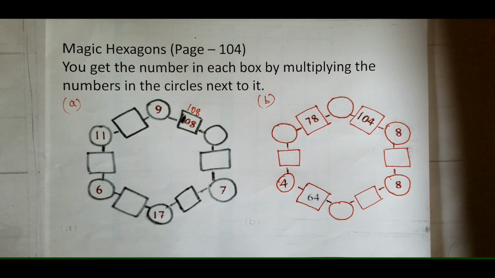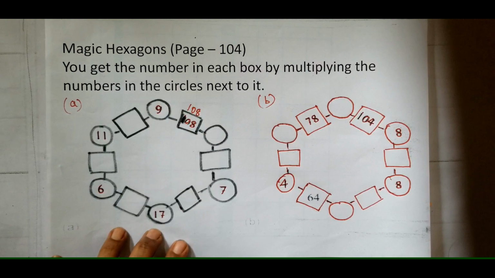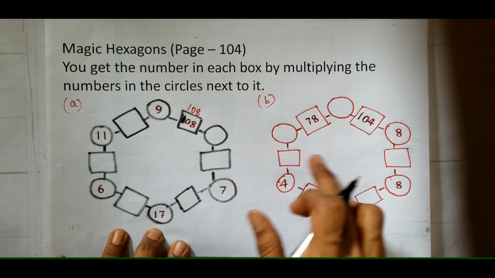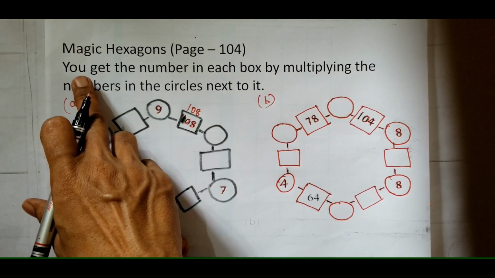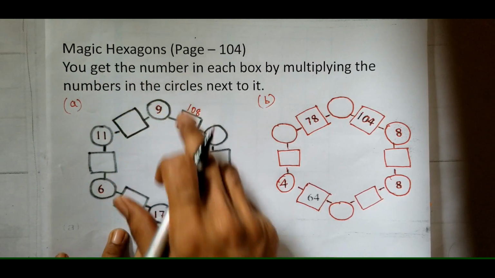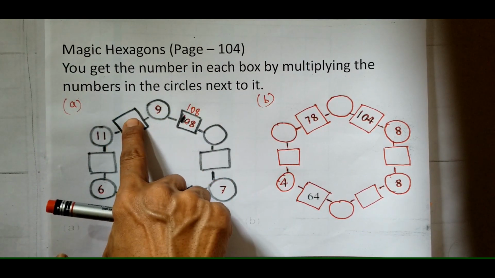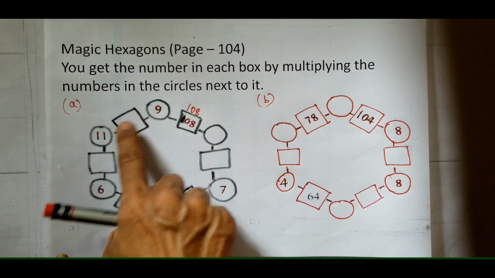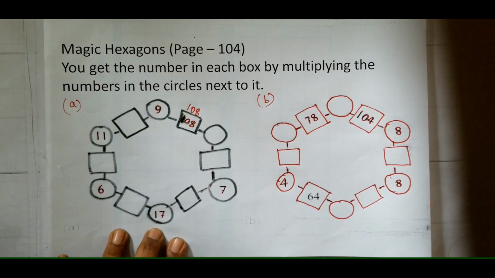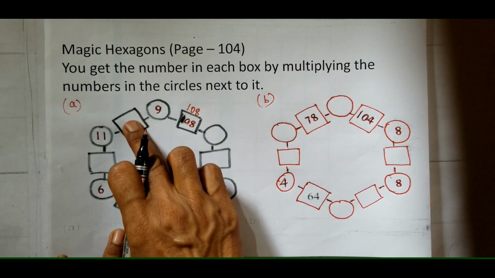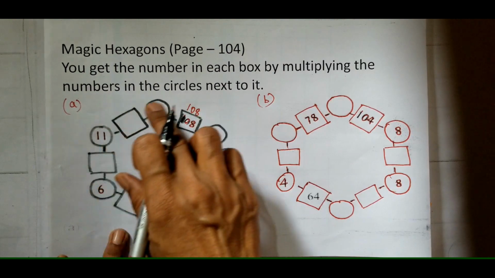Magic hexagons, page number 104. You can see 2 hexagons here. The rule is you get the number in each box by multiplying the numbers in the circles next to it. So, if I want this number, I need to multiply these 2 numbers.